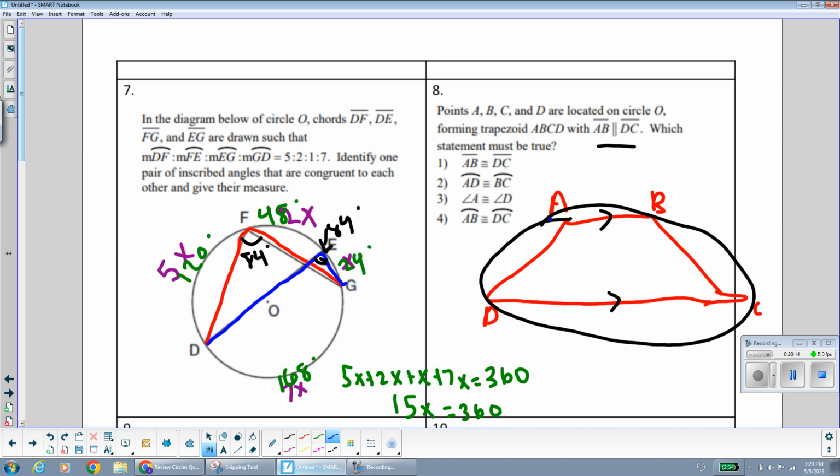So here is the arc that's in between those two parallel chords on that side. And this is the arc that's in between the two parallel chords on this side. So that's AD and BC. So that would be answer choice number 2.